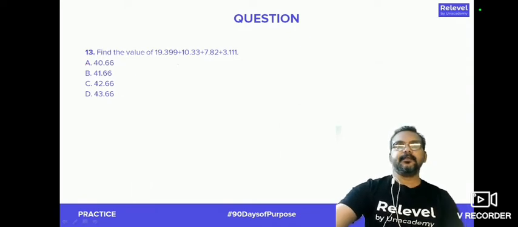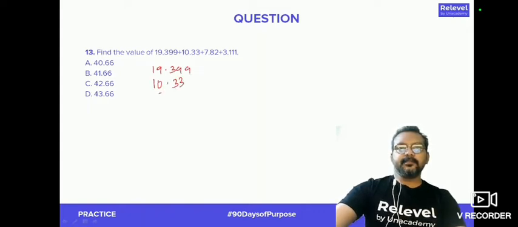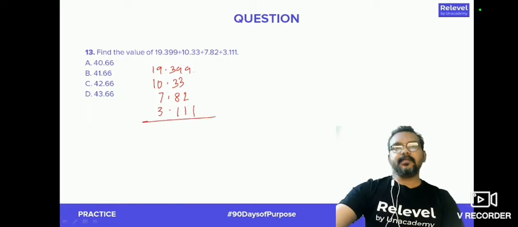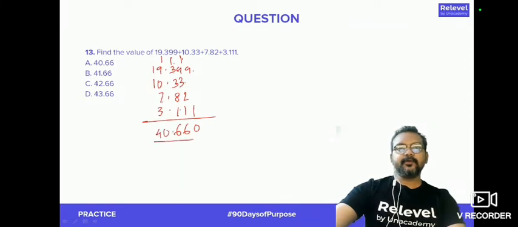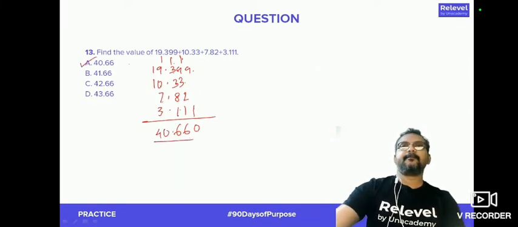Number 13. Then you just have to add the values. That is 19.399 and 10.33 and 7.82 and then 3.111. So we just need to quickly add them. 9 plus 1, 10, carry 1, 1, 9, 10, 13, 14, 15, 16. 1 plus 3, 4, 5, 6, 7, 8, 8, 16, carry 1, 20, 30 plus 10, 40. So 40.66, so option A.